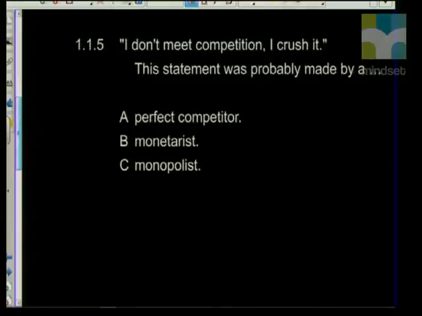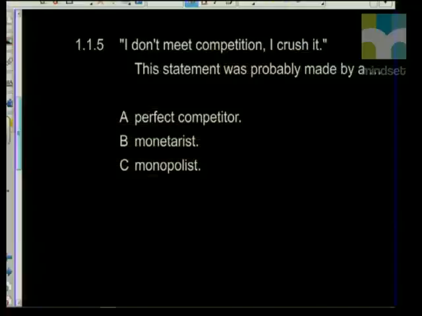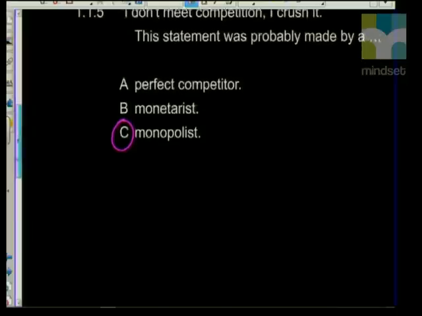1.1.5. "I don't meet competition, I crush it." This statement was probably made by a. Now the type of business that would say something like this would be someone who doesn't really have competition, who is in control of the market. A, perfect competitor. B, monetarist. C, monopolist. So the answer has to be C, because the monopolist is the only supplier of this specific product in the market.